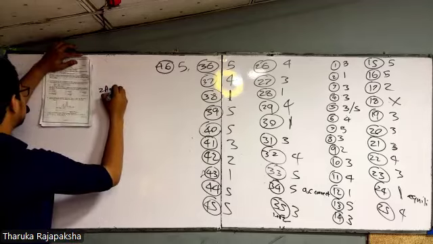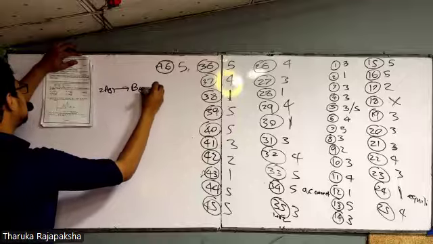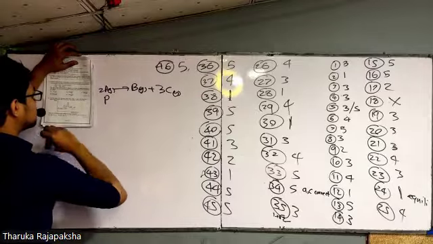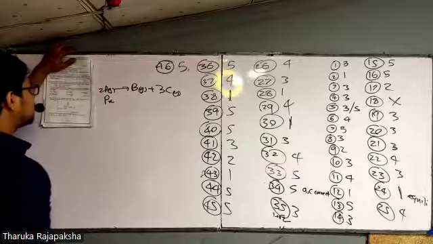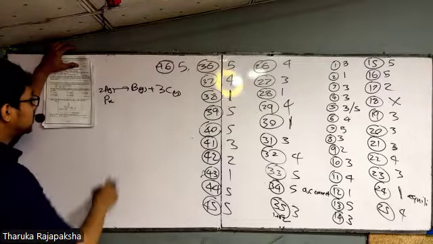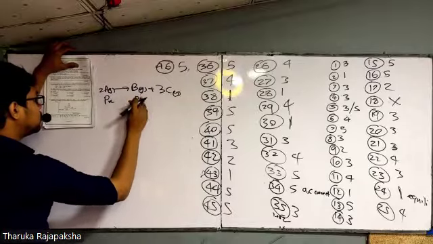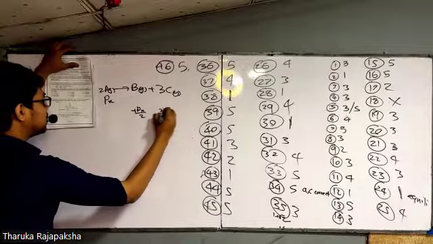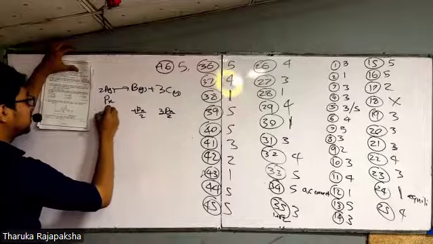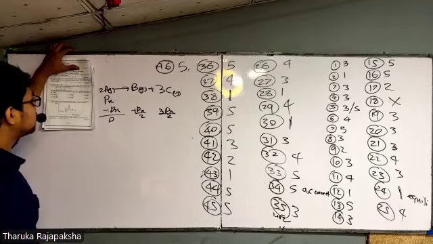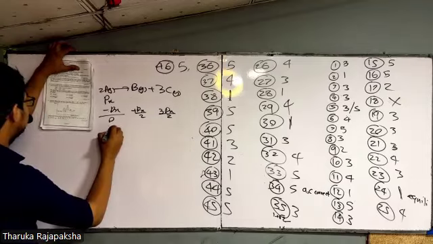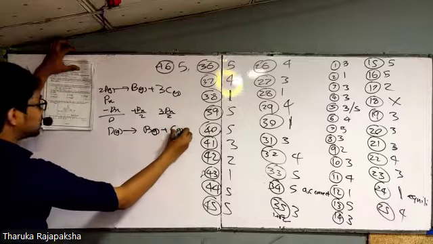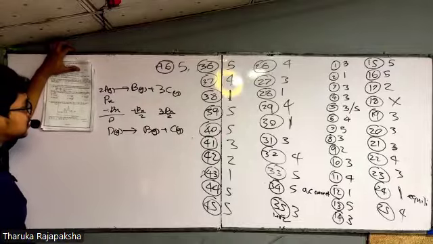So 2A gas goes to B gas plus 3C gas. Initial pressure is P. I'll put this one as Px this time. Pressure of A gas is Px. Then this one is Px over 2 plus 3Px over 2. This is minus Px. Then everything will react. Then I can write for the other one: D gas goes to B gas plus C gas, that is 2C gas.